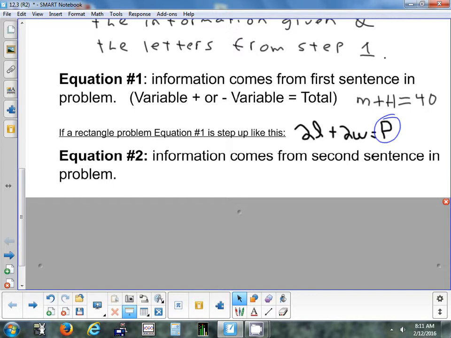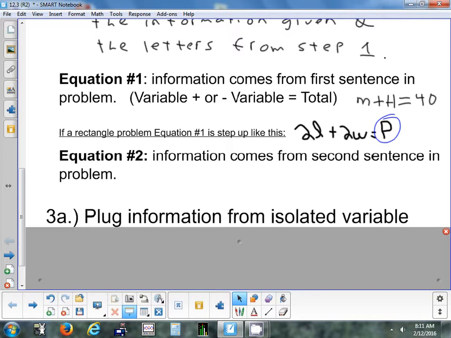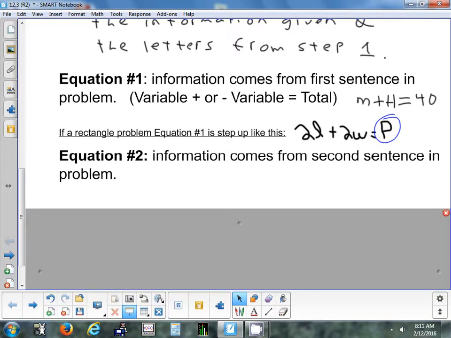The second equation comes from the second sentence in the problem. This equation, we can't really be any more specific. It depends on the problem. You have to read it, and it's a little different every time.